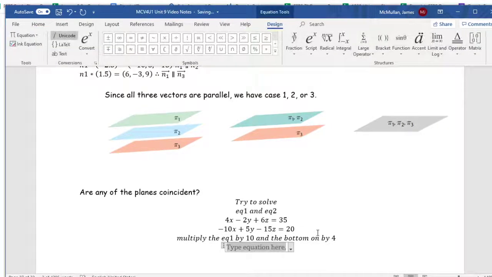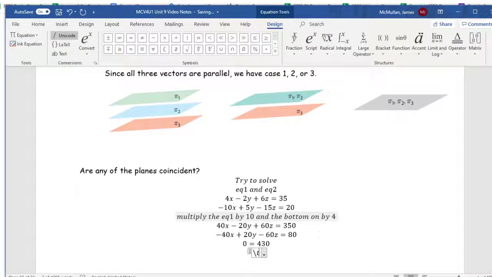Okay, 40x minus 20y plus 60z equals 350. Underneath that, negative 40x plus 20y minus 60z equals 80. Now obviously when I add these together, I get 0 equals 430, which is therefore the system is inconsistent. Now, normally that would be enough to be done.